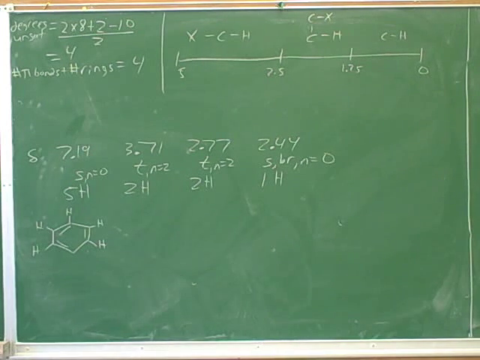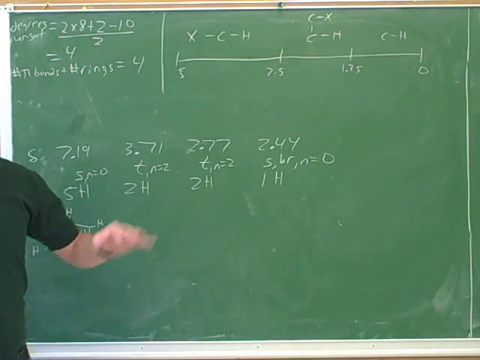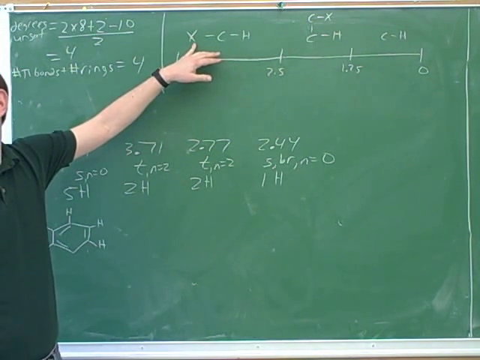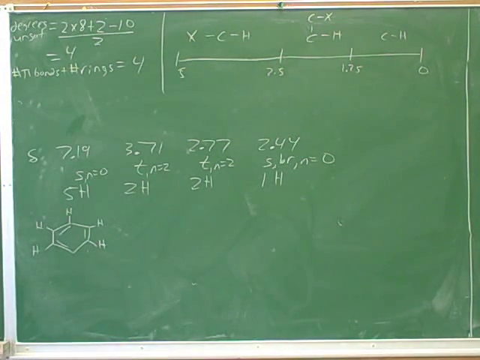Right. So again, halogens and oxygens are both electronegative, so they have roughly the same effect. I'm only using X here. Maybe I shouldn't use X. This could be any electronegative element, either a halogen or an oxygen. They would both tend to move you to the left. So that would be good.